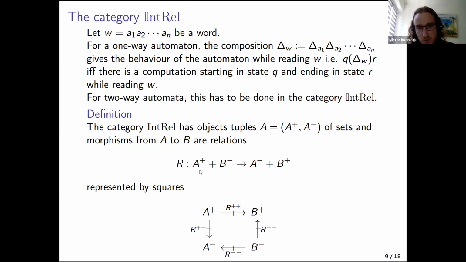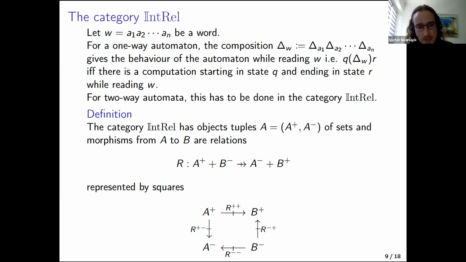And the relation goes from A plus B minus to A minus plus B plus, okay? Because plus is the coproduct in the category of sets and relations, you can decompose your relation here into four components. And then we represent it in a nicer way. You'll see later why it's nicer, but in this way we can represent morphisms in these categories as squares like that.